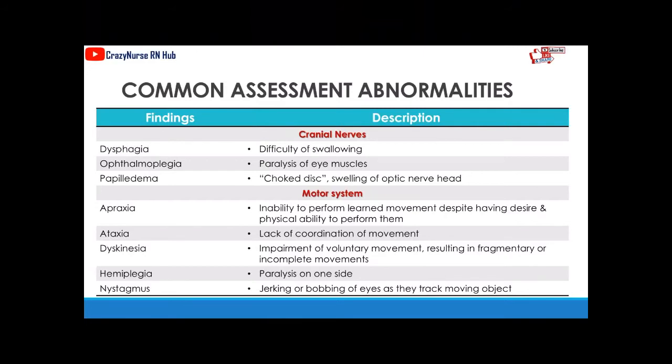We also have your ataxia. It is lack of coordination of movement. Next is dyskinesia. It is an impairment of voluntary movement resulting in fragmentary or incomplete movements. We also have your hemiplegia. It is the paralysis on one side. And nystagmus. It is the jerking or bobbing of eyes as they track moving object.